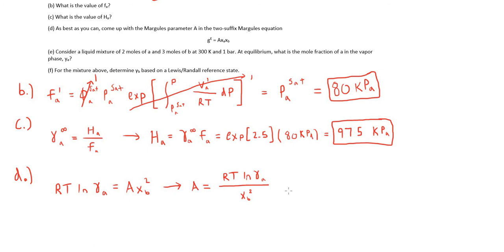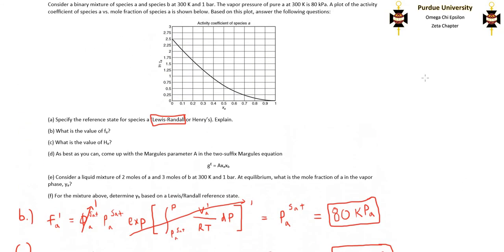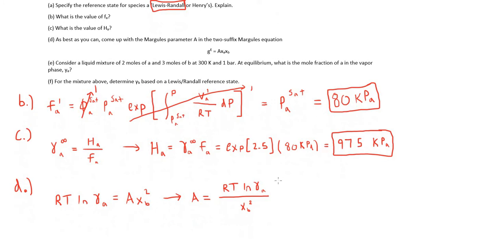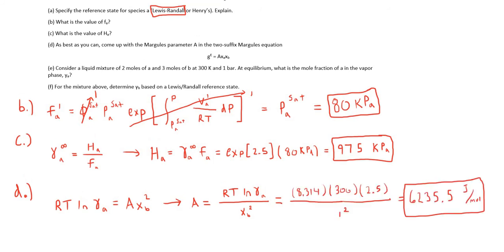We can calculate this at infinite dilution of A since we already used that condition in part C. So again, from the plot, the natural log of the activity coefficient when XA is 0 is 2.5. So we can plug 2.5 in for ln of gamma A, and XB is going to be 1. When we plug all those numbers in, we get that A is just equal to 6,235.5 joules per mole.